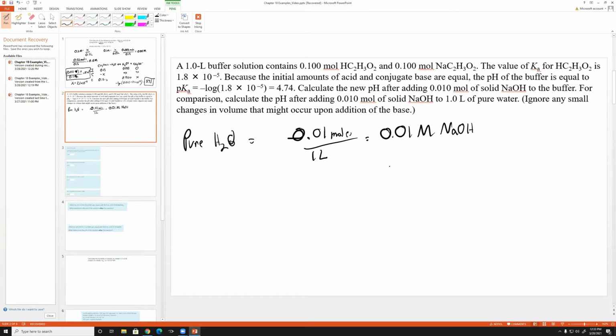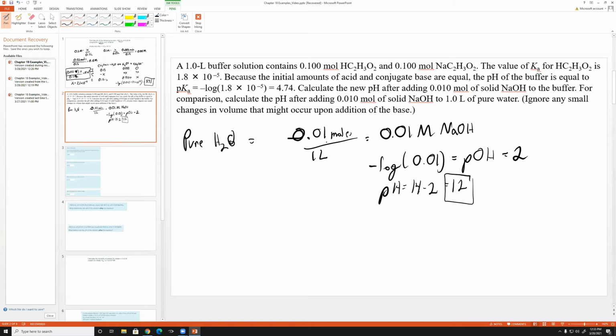And since it's a strong base, we can then do the negative log of 0.01, which is the concentration, which would be the pOH, because we're using the concentration of the OH and doing the negative log of that to find the pOH. And that would be equal to 2. Now the pH of that solution would be 14 minus 2 equals 12. So even from adding that 0.01 moles of NaOH to pure water, it makes it extremely basic.